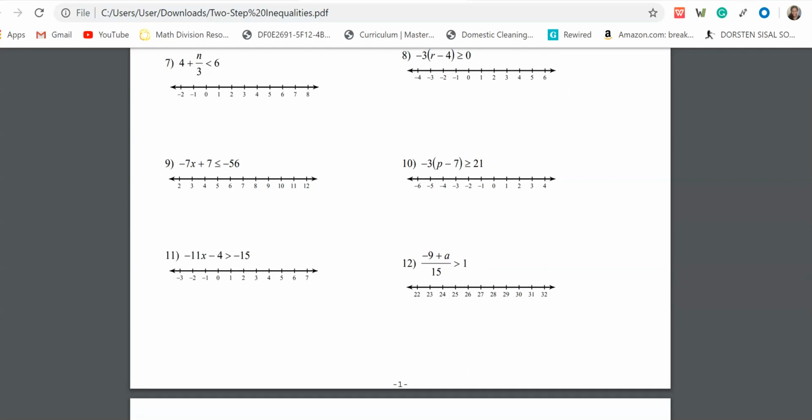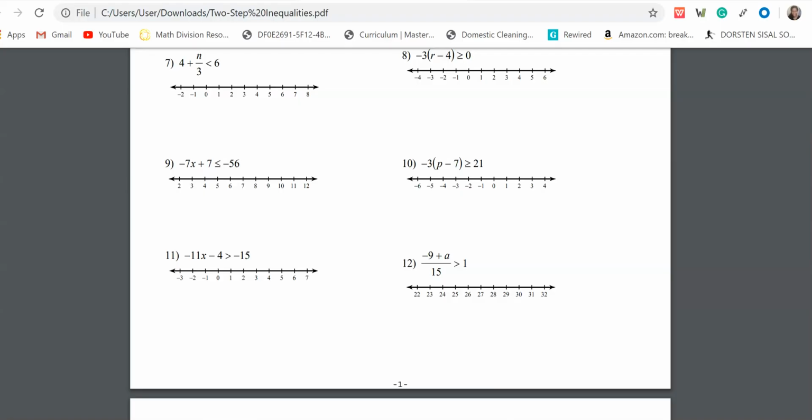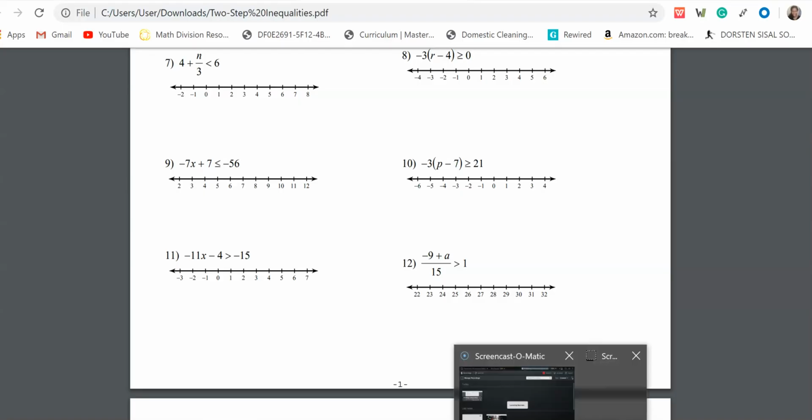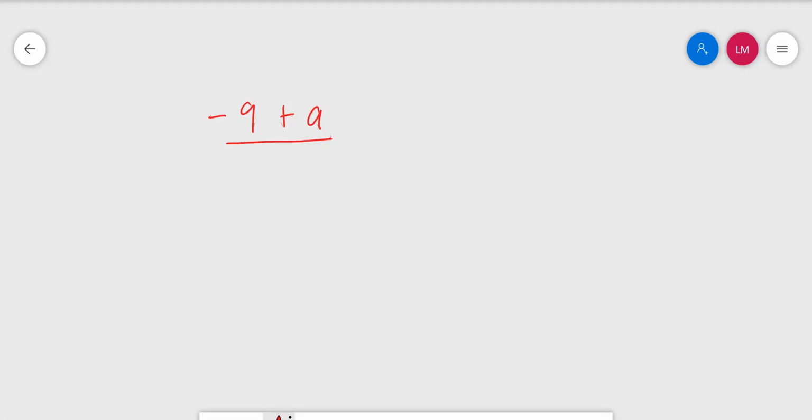All right, let's jump around and get some more problems. Now, again, 10 is looking very similar to what we did above. Let's do number 12. Clear this off. Number 12 says negative 9 plus a, 15. See, it's not doing it that time with a squiggly line. Weird, weird, weird. And I think it was greater than 1. Let me just check the direction.